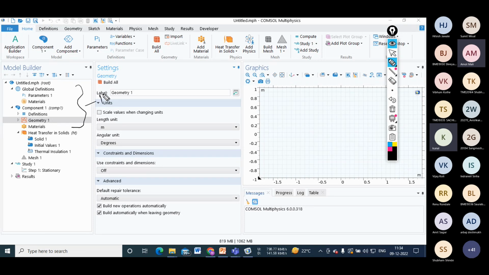So up to here, these are what? Preprocessor steps. In preprocessor what you can do, you can give parameters, you can generate the geometry. Okay, and in post processor what you can do, you can give material as well as the boundary condition to your problem along with the meshing, and this study to results will come under what? Solver step.